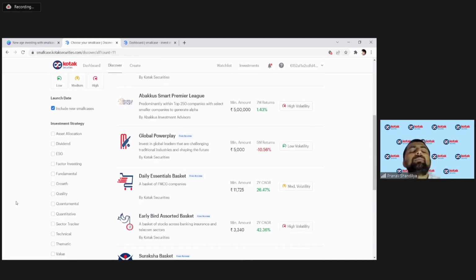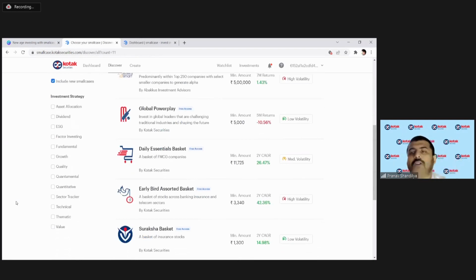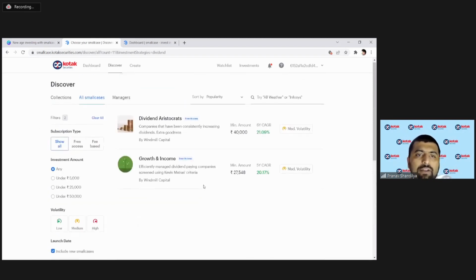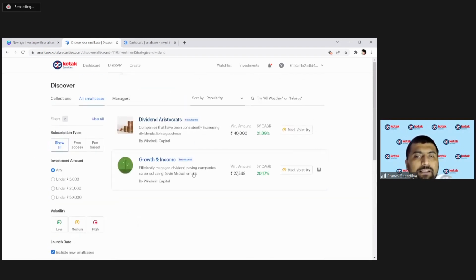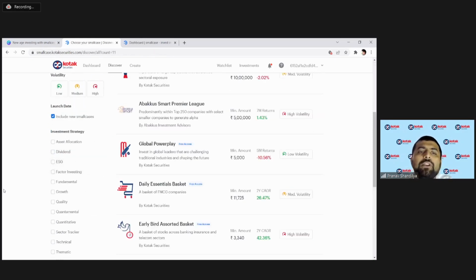If you have a specific investment strategy in your mind, for example, let us say you want those kind of baskets which are high dividend baskets because you like getting dividends, in that case, under investment strategy, click on dividends. So over here, you will be presented with those kind of smallcases where the exposure will be to high dividend paying stocks, which will pay you a good amount of dividends because you've invested directly into those kind of stocks.